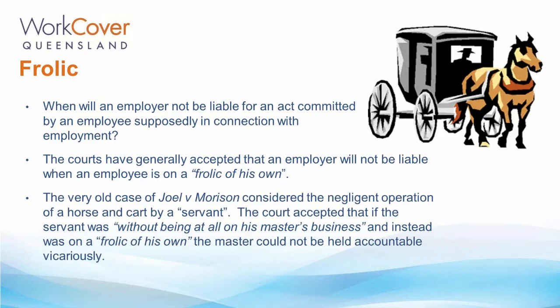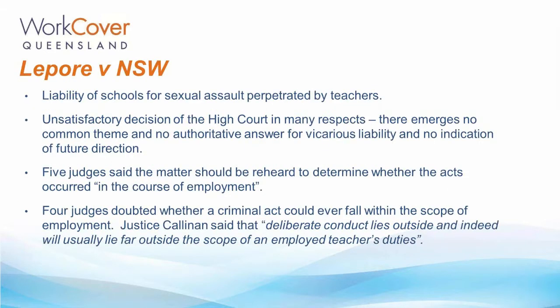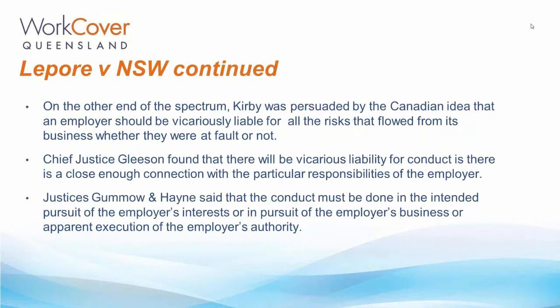Five judges in that matter basically remitted the matter back to the lower court to determine whether the acts occurred in the course of employment. Four judges doubted whether a criminal act could even fall within the scope of employment. And in that regard, Justice Callinan said that deliberate conduct lies outside, and indeed will usually lie far outside, the scope of an employed teacher's duties. On the other end of the spectrum, Kirby was persuaded by the Canadian idea that an employer should always be vicariously liable for all the risks that flowed from its business, whether they were at fault or not. And that's the old benefit and burden dichotomy.